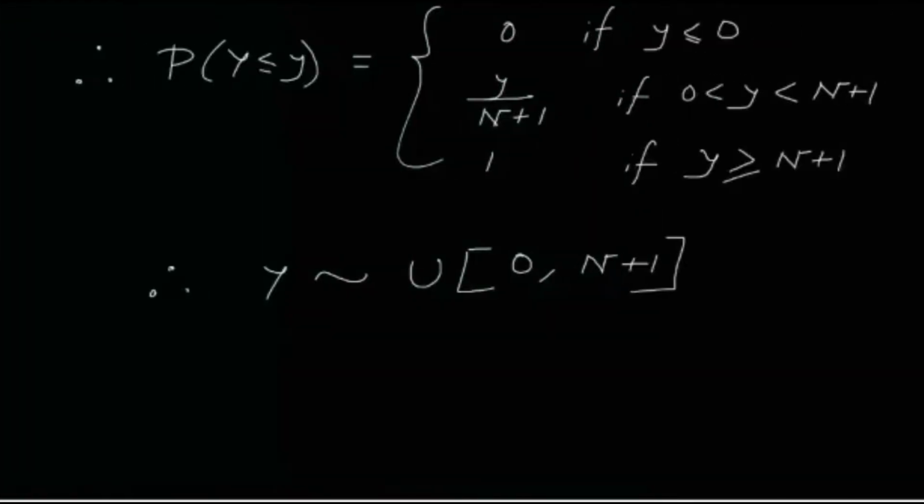That means the probability that Y is less than or equal to y is 0 if y is less than or equal to 0, because y lies between 0 and n plus 1, so obviously the CDF is 0. If it lies between 0 and n plus 1, it is y by n plus 1. And if y is greater than or equal to n plus 1, then the CDF is 1. That means Y is nothing but the uniform distribution over 0 to n plus 1, right? So we have already found the CDF. It's asked to find the CDF in the first section, first problem, and then the correlation.